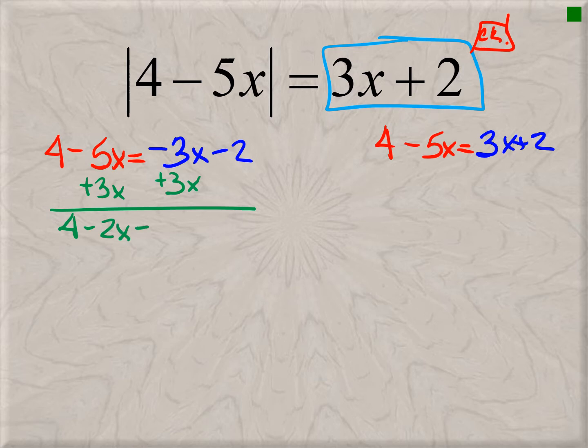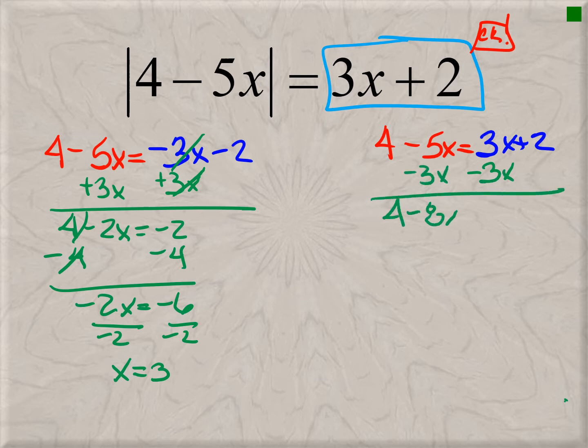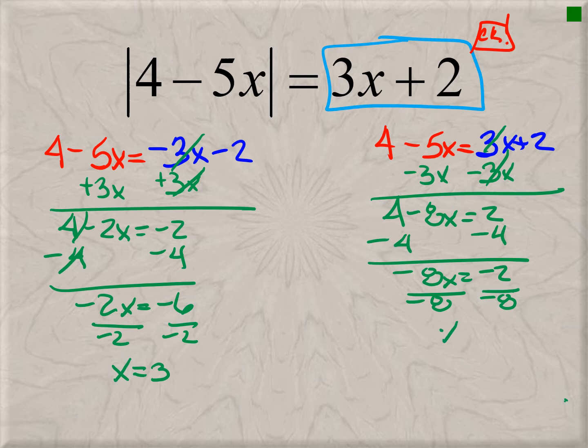So 4 minus 2x, those cancel, equals negative 2. I'm going to subtract 4. So negative 2x equals negative 6. Divide by negative 2. X equals 3. We'll do the check in just a minute, okay? That was really fast. You don't have to write these down. We'll do your checkpoint. Subtract 3x. 4 minus 8x, those cancel, equals 2. Subtract 4, negative 8x equals negative 2. Divide by negative 8, you might think the answer is 4, but it's 1/4.